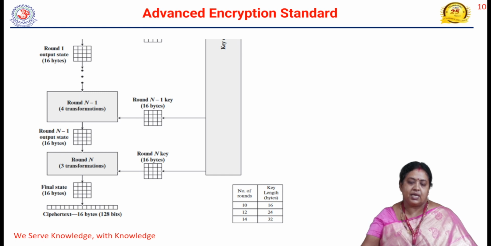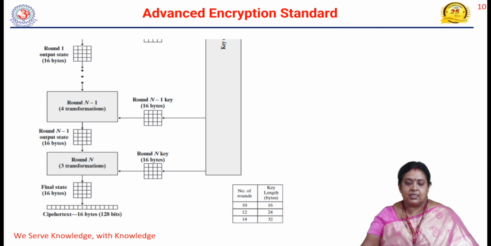Like that, it continues up to n minus 1 rounds, where we have four transformations. The output of the n minus 1 round is given to the nth round, which has only 3 transformations. Here we don't have the mix columns transformation in the nth round. On this nth round also, we are going to apply the key. For that purpose, as we said, if we have n rounds, then we have n plus 1 keys. So this is the final state of 16 bytes, arranged in a 4 by 4 matrix. That has to be given as the output, which is the ciphertext.